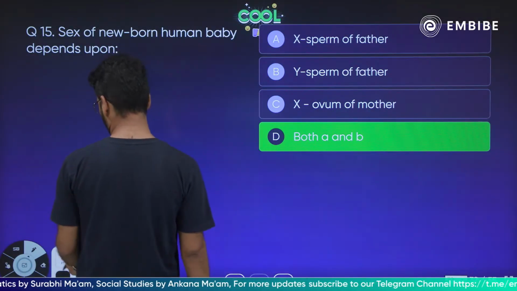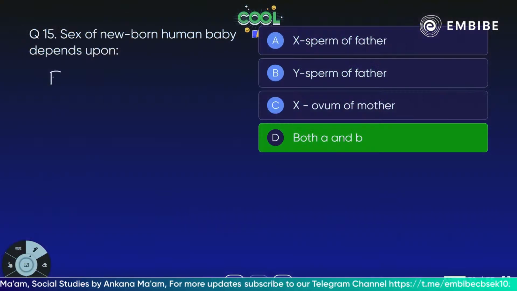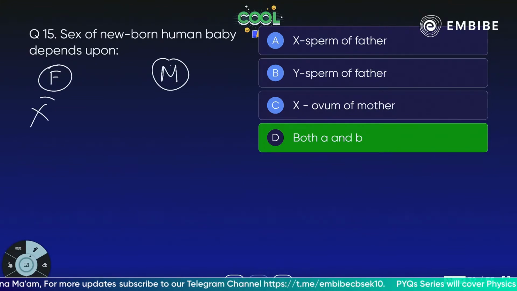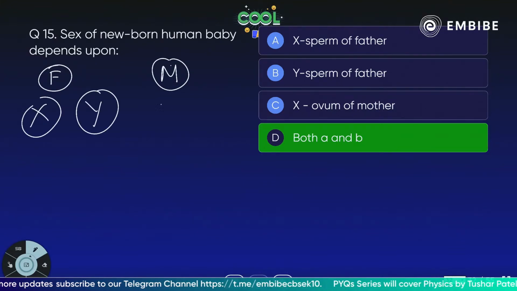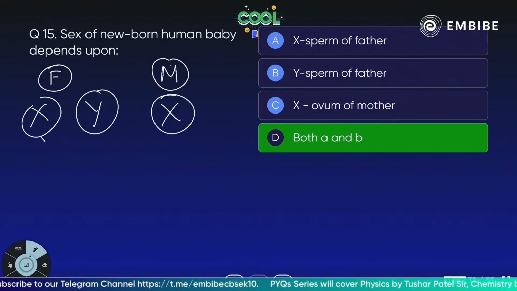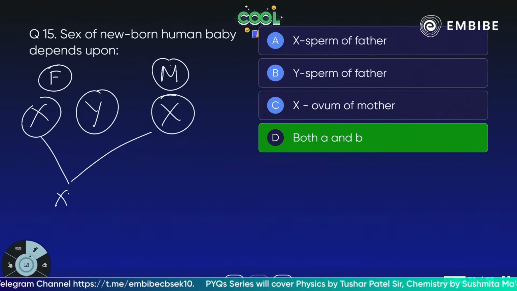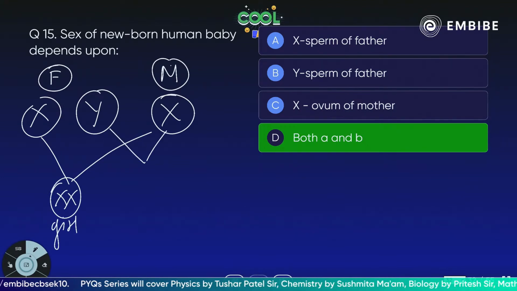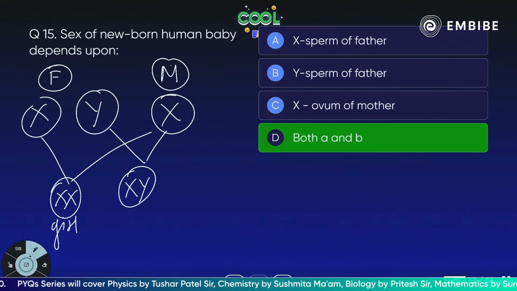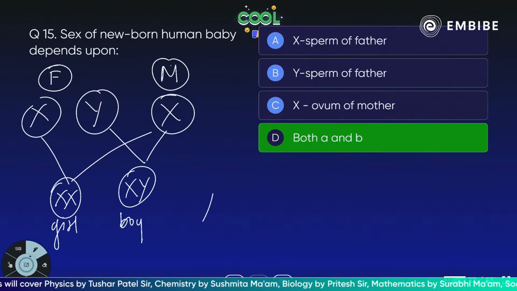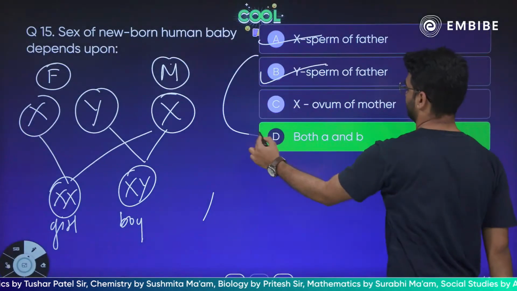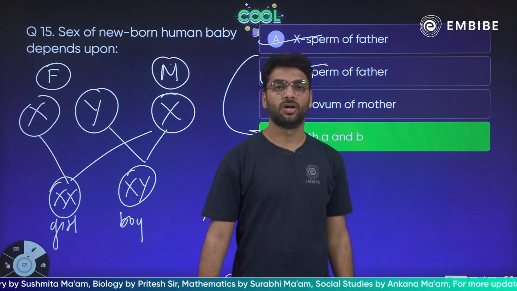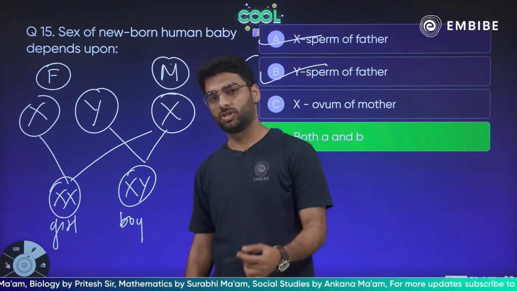So now the father and the mother, the father can give either x or y, the mother can give only x. So if father's x mates with the mother's x, it will be a girl child, but if the father's y meets with the mother's x, it will be a boy child. So it depends on both x and y of father. ठीक है? Got it? चलिए, perfect.